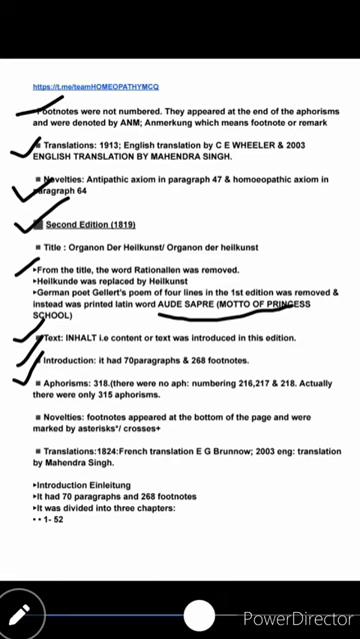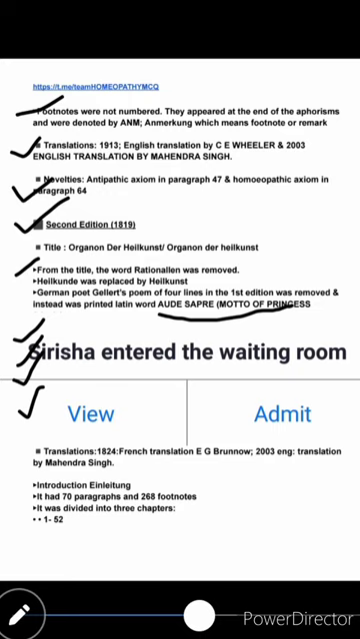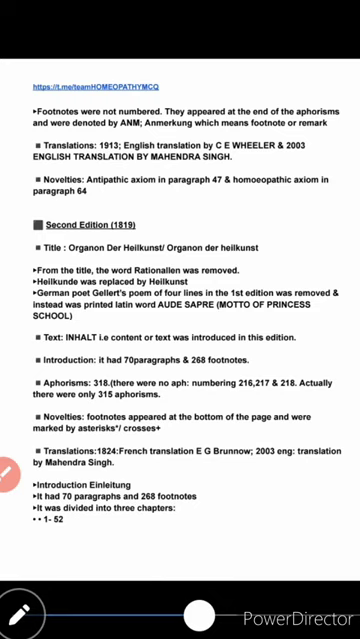Two aphorisms, 2B and 167. So these were the additions. Novelties: 319 and 320, mesmerism, were added. Now the translation: French translation by E. G., and 2003 English translation by Mahesh Singh. Coming to the fourth edition.